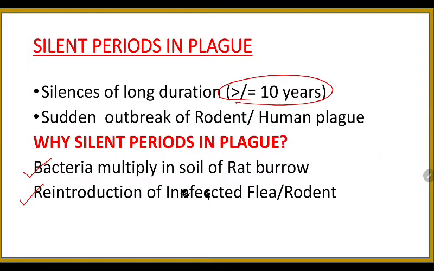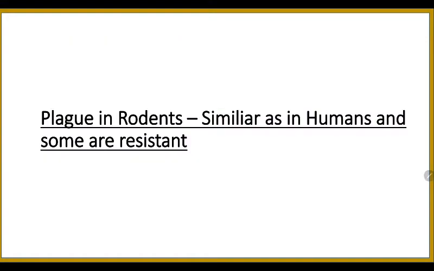The silent period can be even for more than or equal to 10 years, and after that there is a sudden outbreak of rodent or human plague. That's all. This is called the silent period in plague or quiescence in plague. Now, plague in rodents is similar to that in humans, but some are resistant.